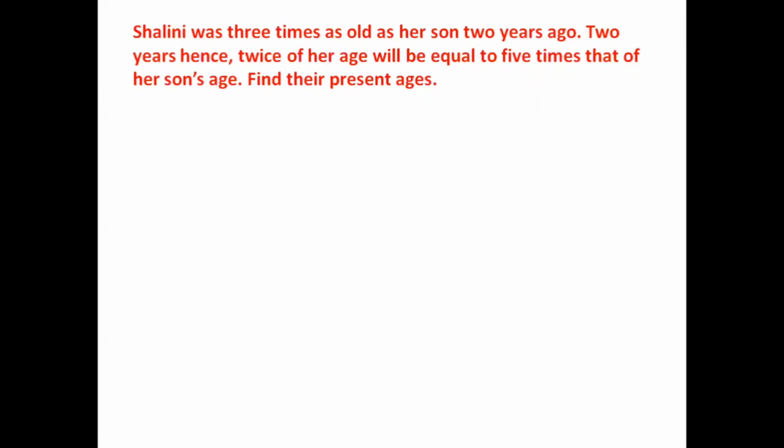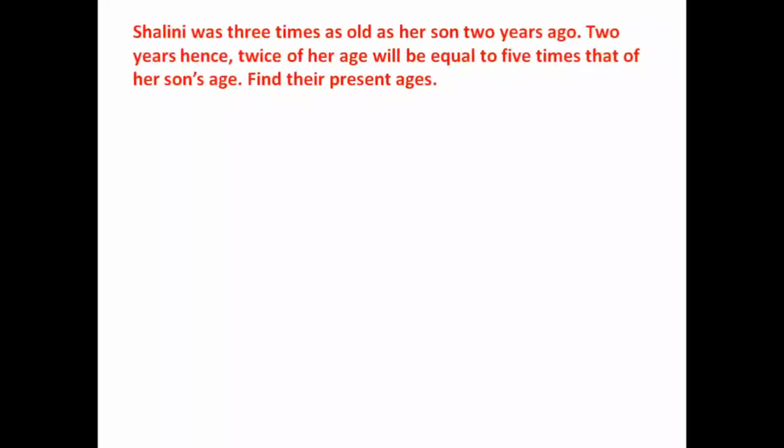Question is, Shalini was 3 times as old as her son 2 years ago. 2 years hence, twice of her age will be equal to 5 times that of her son's age. Find their present ages. In this question, we need to find out the present age of Shalini and present age of her son. Conditions about their ages for 2 years before and 2 years after are given. So let's see how to solve this problem.